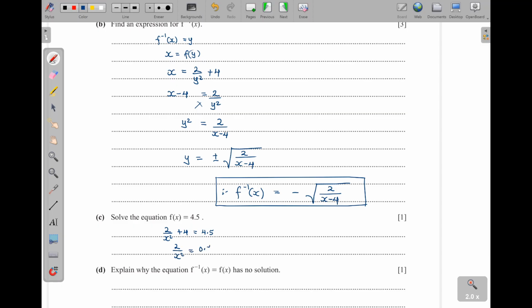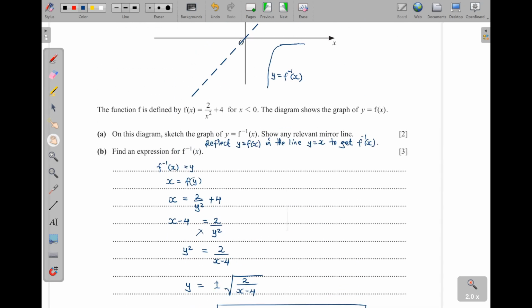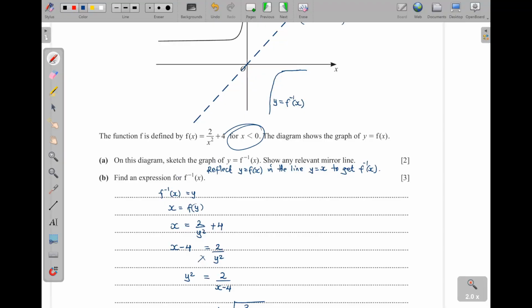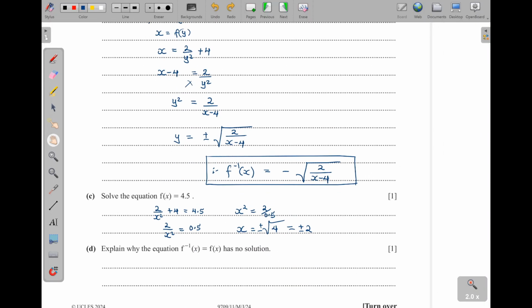Then what will be our x squared here? You will cross multiply, so you divide all through by 0.5. So 2 over 0.5 is 4. Then x is going to be the square root of 4, plus or minus, which gives us plus or minus 2. But the x coordinates used here are negatives, less than 0. That means I'm not going to leave my answer as plus or minus 2, but I'm going to write it as negative 2. As simple as that.